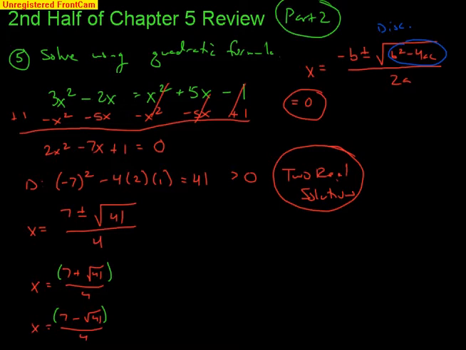Okay? Be very careful. So if I use my calculator here, parentheses 7 plus the square root of 41 divided by 4. I get, to 3 decimal places, that's what we'll round to, 3.351. Okay, and if I do the minus part, 0.149. And there's my 2 answers to this problem using the quadratic formula. So this was a question involving the discriminant and the quadratic formula.